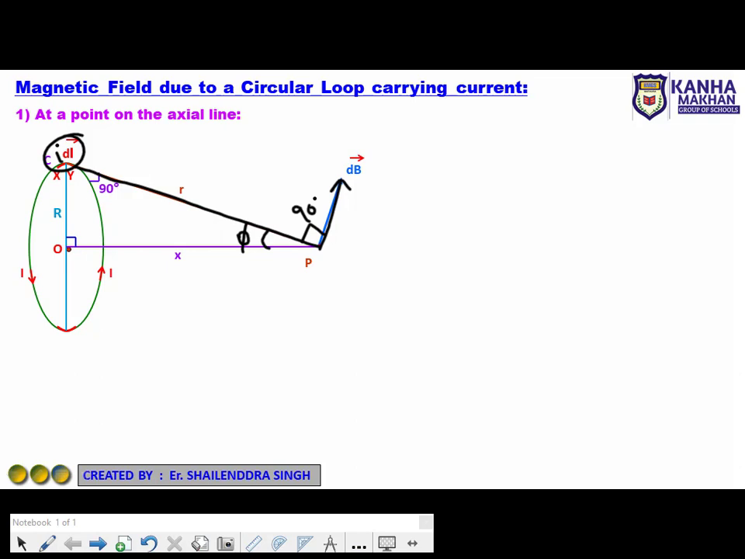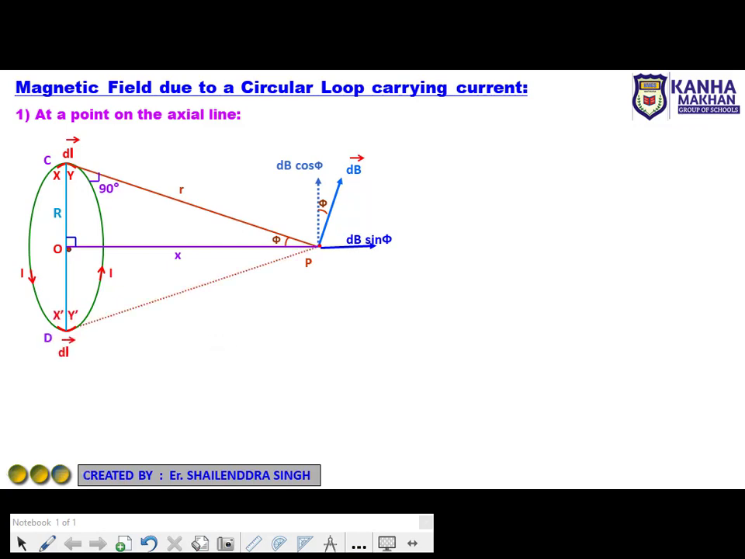Now we resolve the magnetic field dB into two components, vertical and horizontal, that is dB cos theta and dB sin theta. Another element chosen here is IDL dash, at x dash y dash. It is the other part where the current enters the loop. Here the current was coming outwards and here the current is going inwards.